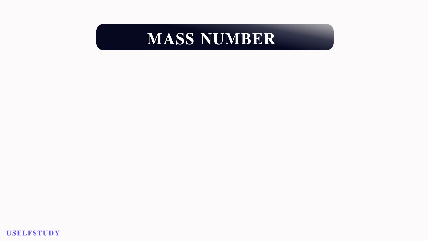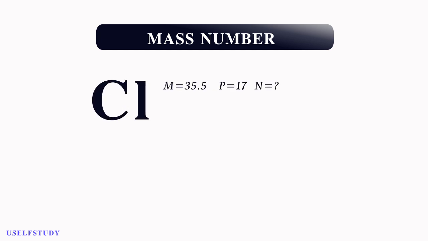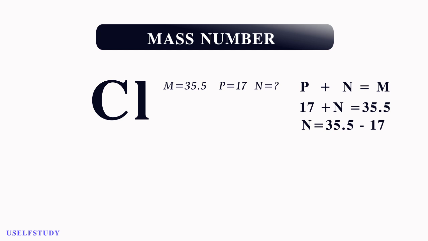Now let's say we are given a problem that the mass number of a chlorine atom is 35.5 and the atomic number is 17, and asked to find the number of neutrons. Now we are going to substitute these values into our formula to get our number of neutrons. So we have 17 plus N is equal to 35.5. Let's collect like terms. N is equal to 35.5 minus 17. Therefore, N is equal to 18.5. Now, this is the number of neutrons.